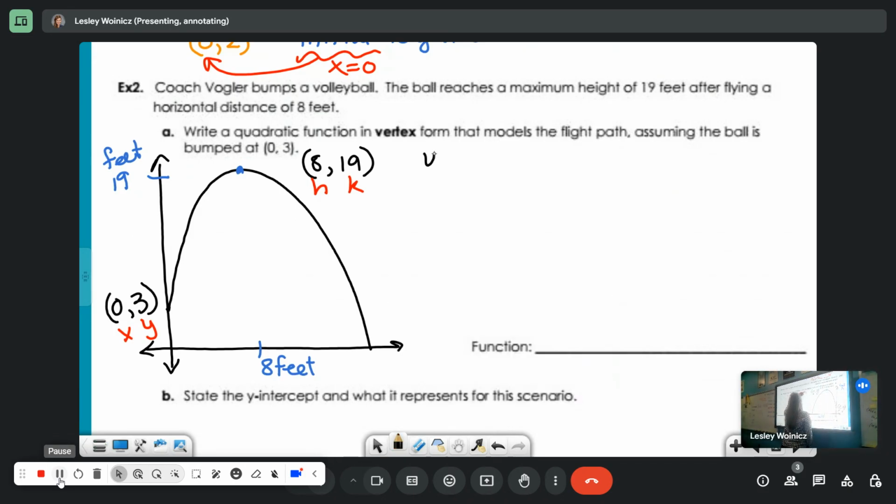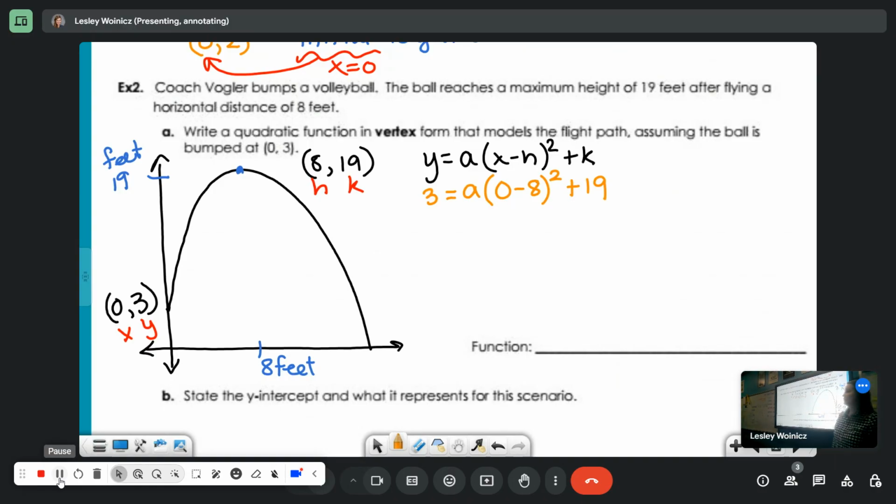I'm going to plug in everything I know, substitute it all into vertex form. Okay, so what is the y that they gave me? 3. Do I know the a value? No, so I just leave it a. What's the x they gave me? 0. What's the h? 8. And the k? 19. I'm just plugging in, substituting in everything that I know. The only thing I don't know is the a value, and that I can solve for now that I have everything else substituted in.